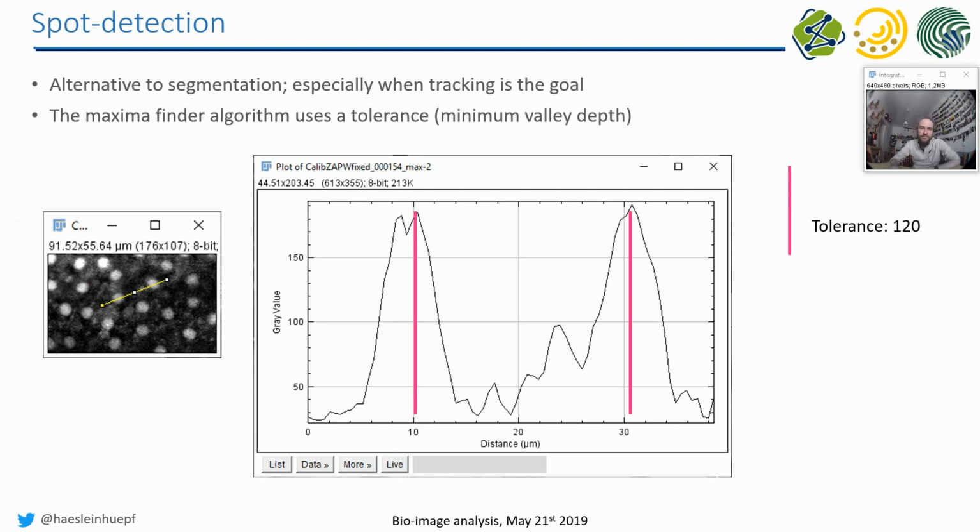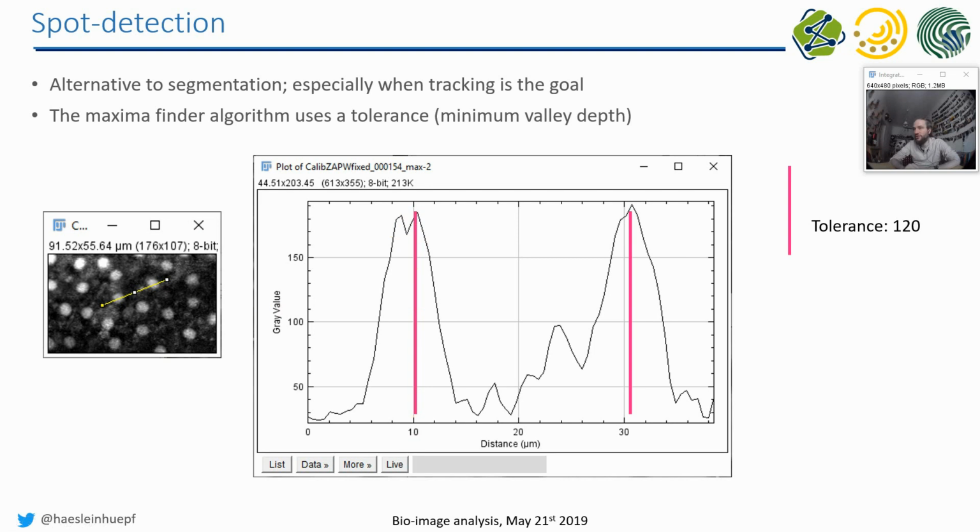And many algorithms which you can use for spot detection use a term called, sometimes threshold, sometimes tolerance, or height, also sometimes used. And this is what it means. So when you measure the intensity in the image to the local maximum, right? You will see, okay, it's in this case something like 100, 120.